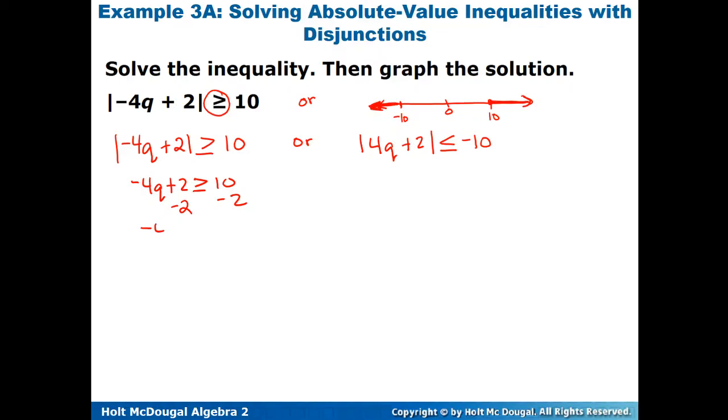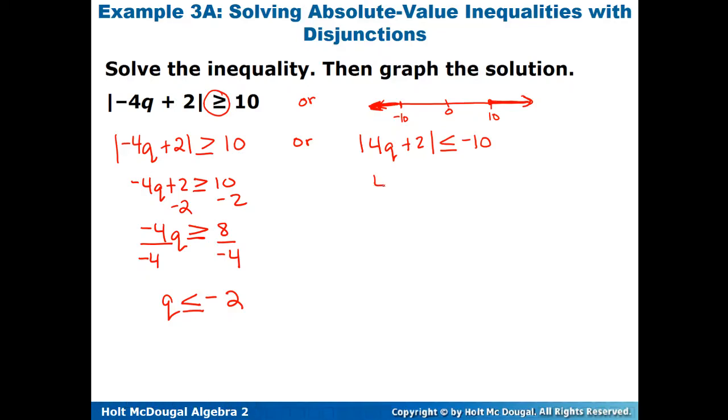That would give us negative 4q is greater than or equal to 8. Now, here's the tricky thing. We have to divide both sides by negative 4, so we have to change our sign. q is now going to be less than or equal to negative 2.